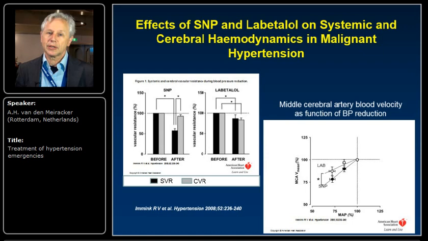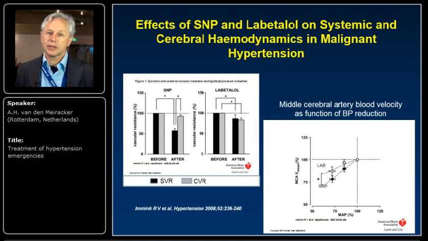There are some problems with sodium nitroprusside, and this is a study from Amsterdam. They looked at the effects of sodium nitroprusside, here on the left side, and compared that with labetalol on systemic and cerebral vascular resistance. You can see that if you infuse sodium nitroprusside, there is more decrease in systemic vascular resistance than in cerebral vascular resistance. If you compare that with labetalol, the decrease in systemic and cerebral vascular resistance is the same.